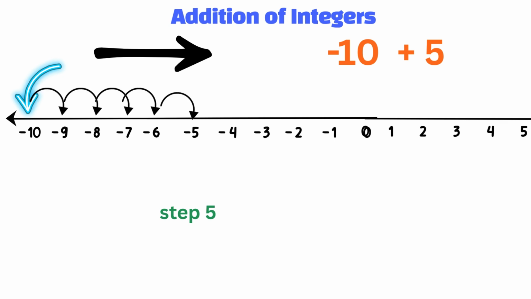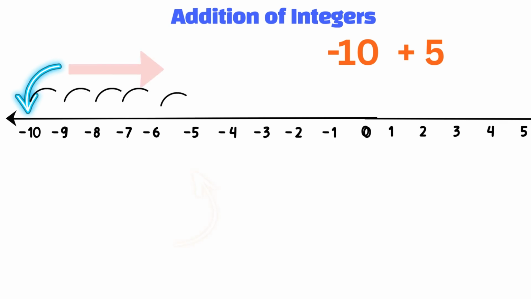So we landed at minus 5. Hence, minus 10 plus 5 equals minus 5.